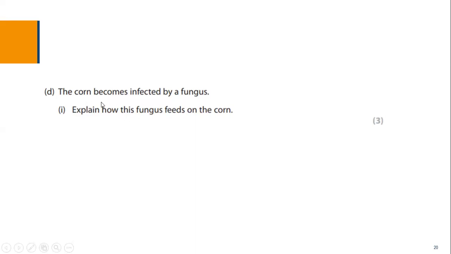Then this question is about corn being affected by fungus. Explain how this fungus feeds on the corn. So it's a slightly different scenario, but it is how does fungus feed? So can you type in which assessment objective you think that is, please?